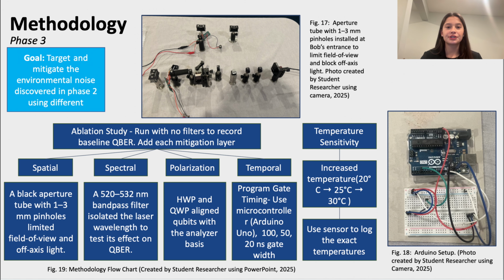In Phase 3, mitigation strategies were implemented to reduce environmental noise identified in Phase 2. Spatial filtering used a pinhole aperture tube to block off-axis light, while a 520 to 532 nanometer bandpass filter provided spectral isolation of the laser wavelength. Temporal filtering was achieved through Arduino-controlled gate detection, and polarization alignment was optimized using wave plates and matched analyzer bases. Temperature effects were monitored, and an ablation study evaluated the contribution of each component.